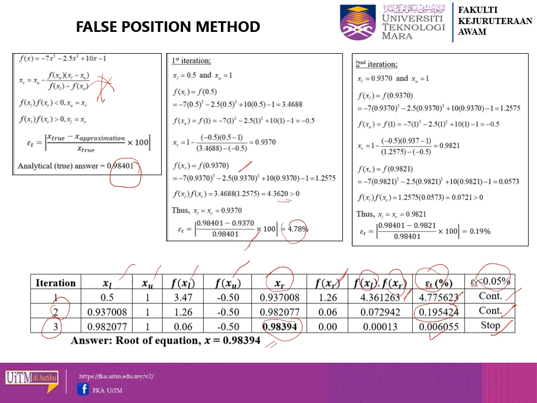What is the difference or the advantage of this false position method compared to the bisection method is that the iteration number is less. So it can be said that obtaining the answer converges quite fast compared to the bisection method.